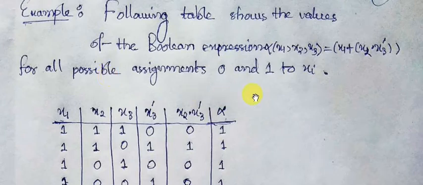Here we have considered a Boolean expression. Consider a Boolean expression, that is alpha of x1, x2, x3 equal to x1 plus x2 into x3 complement. And for this Boolean expression alpha of x1, x2, x3, we are tracing a table.